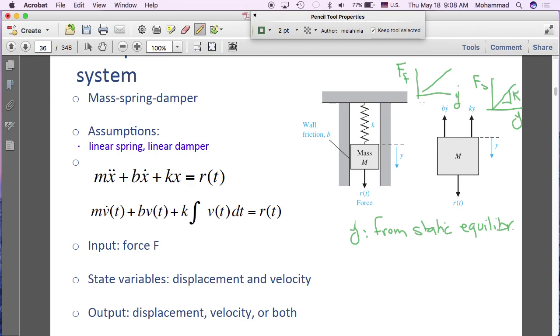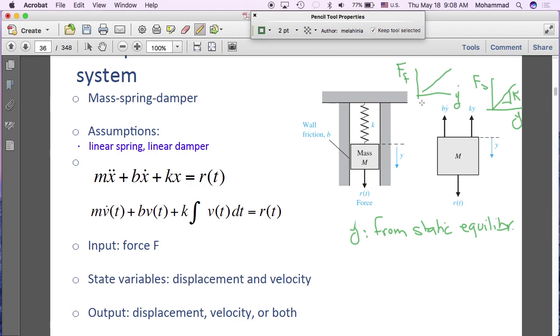So that's our assumption. By the way, this is called a viscous type friction. That's the name of the model. And you've seen Coulomb type friction, where you have one constant level of force in static and another constant level of force when motion starts happening. But in this example, we are going to consider friction to be a viscous type friction.